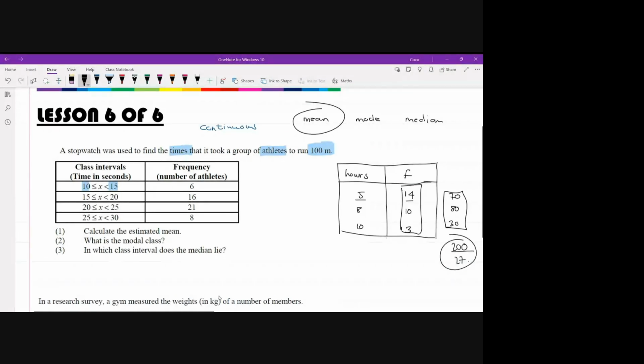Cool. Now, herein lies the problem. If I tell you that 6 athletes scored between 10 and 15, what are the exact numbers that these athletes actually scored? Was it 10,2 seconds? Was it 11,7 seconds? Was it 13,4 seconds? Because it's anything between 10 and 15. So it's very vague.